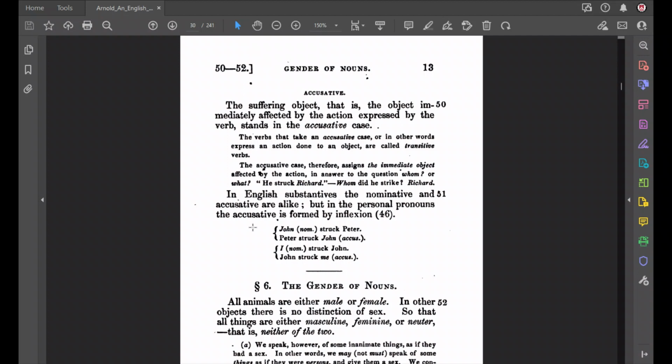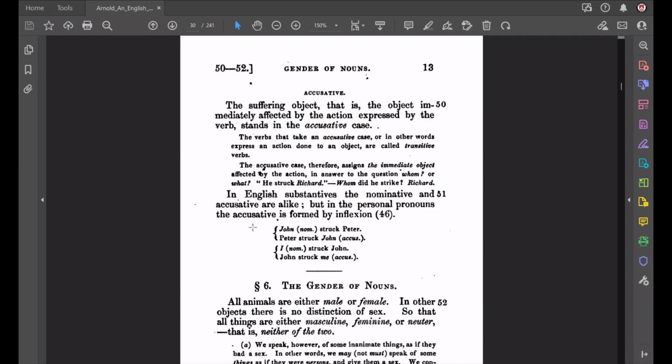In pronouns, if I say, I struck John, I use the form I in the nominative case. I'm the subject. I struck John. But if John was the subject and I was the object, I don't say, John struck I. I change the form to the accusative, which is me. Me is the accusative form of I. Do you understand that? Me is the accusative form of the pronoun I.